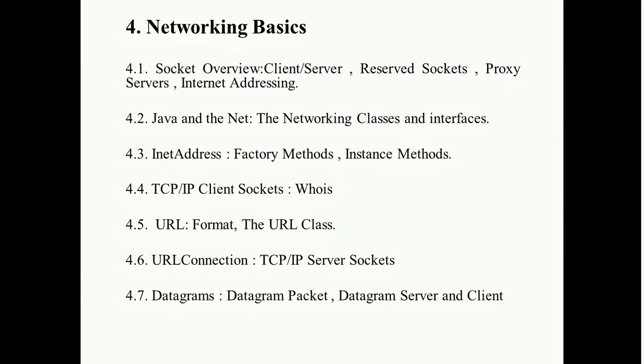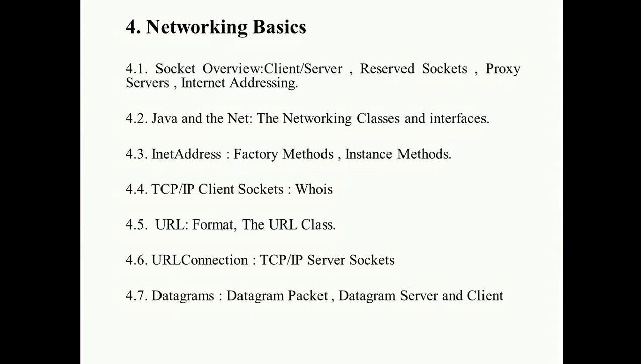Then fourth point is TCP/IP client sockets. Fifth point is URL. In that we will study what the format of the URL and URL classes. Sixth point is URL connection. In that we will see TCP/IP server socket. And seventh point is datagram. It is nothing but UDP, meaning connectionless communication. In that we will see datagram packet and datagram server and client.